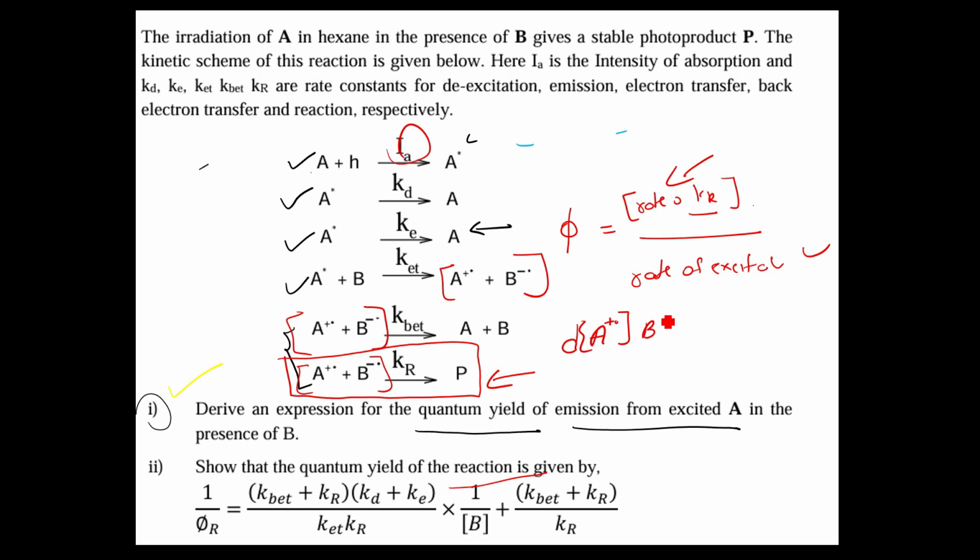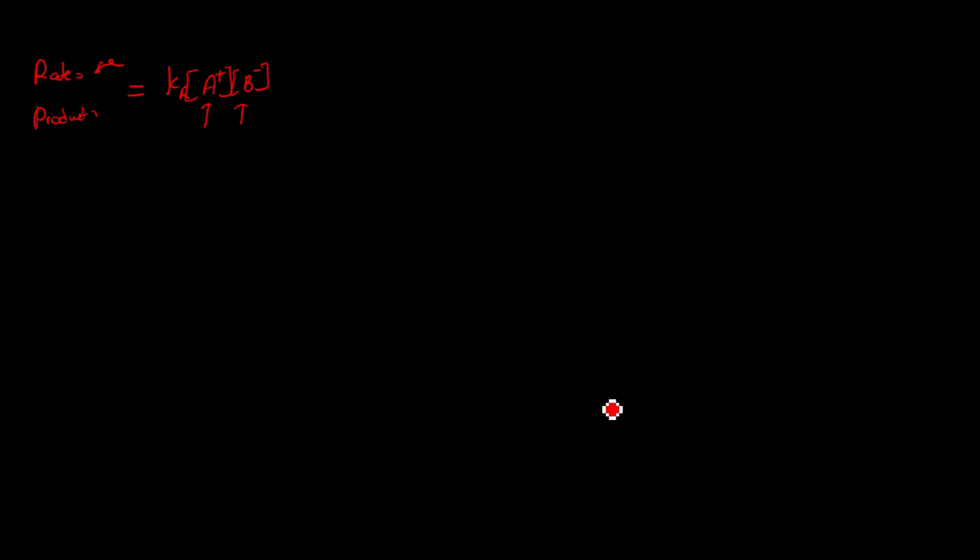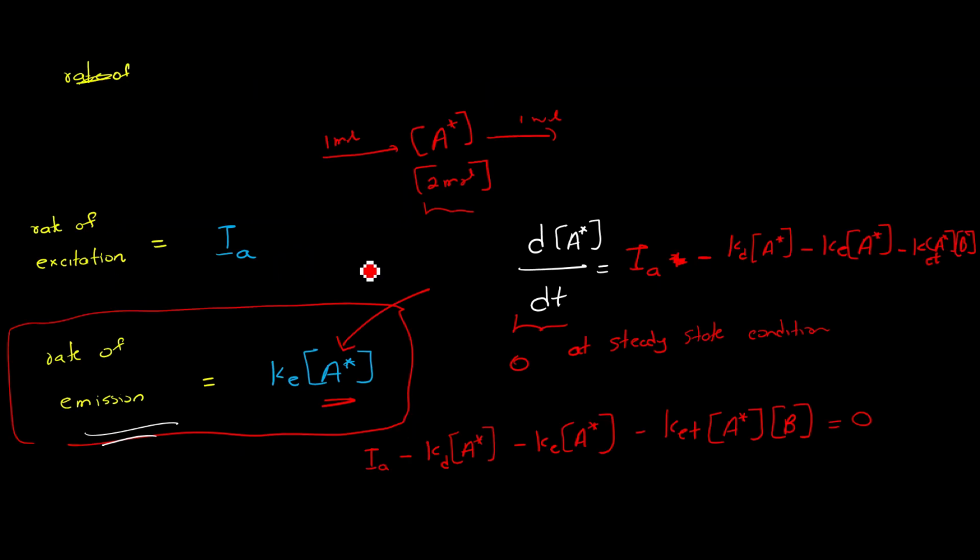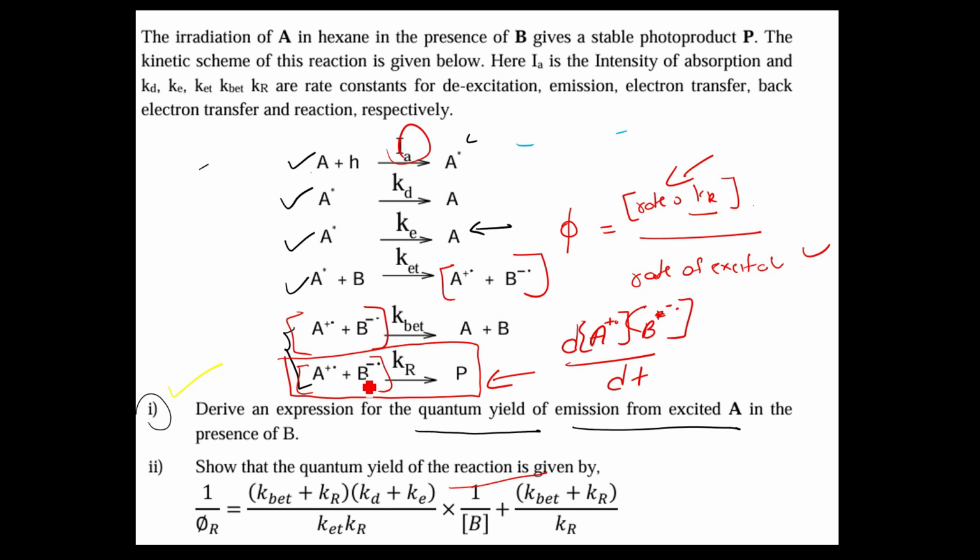Both of these guys, right here, look at this, both of these guys, dt. So now I'm going to introduce the rate expression: d[A radical][B radical]/dt. So I'm going to look at the formation of these two, right? So let's see which reactions are involved in these two concentrations.